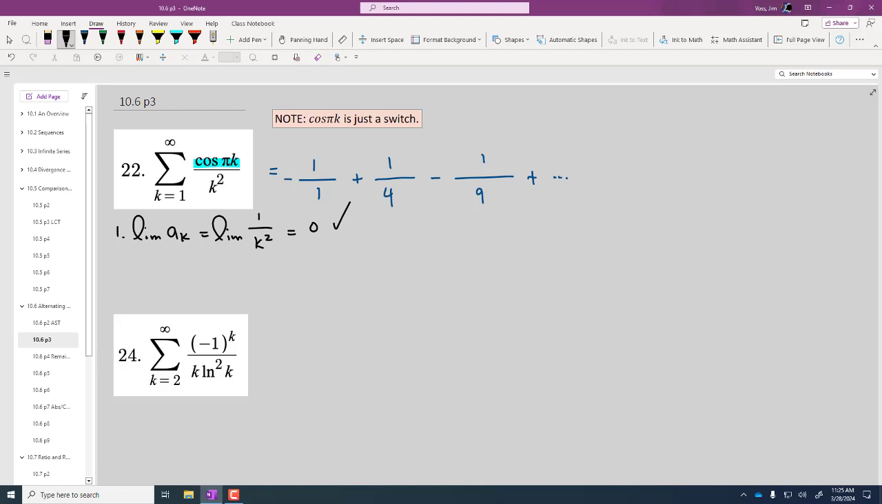Now we want to show that the sequence of terms is decreasing. So we want to show that as we go further out to the right, the terms are getting smaller. So a sub k is 1 over k squared. We want to show, is that bigger than 1 over k plus 1 squared? So a sub k plus 1, we plug in a k plus 1 for that k right there, and we get that. We cross multiply.